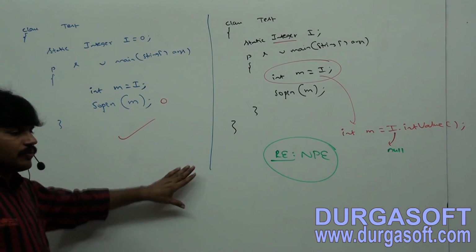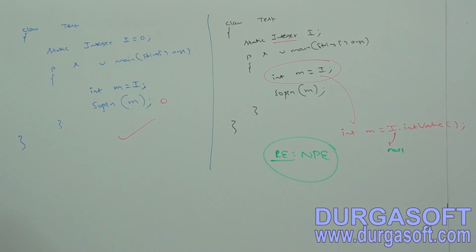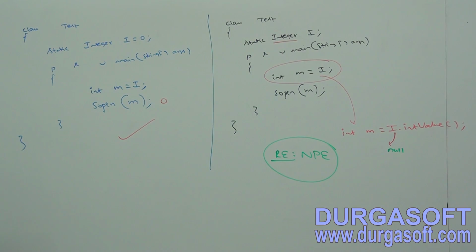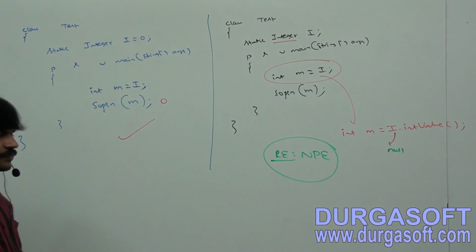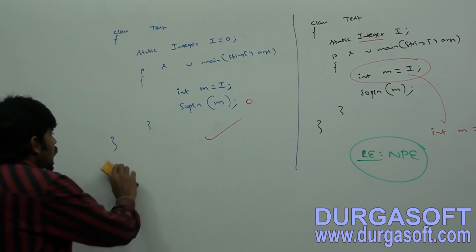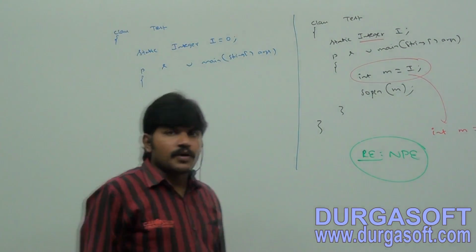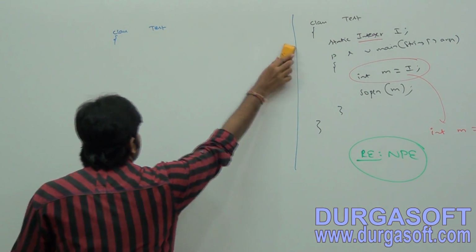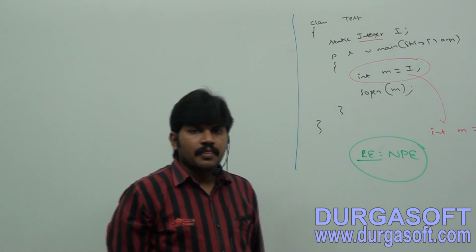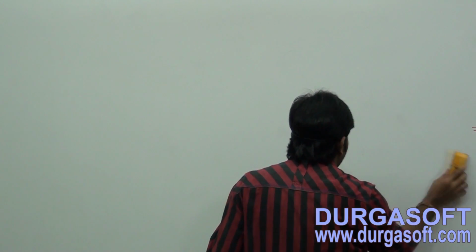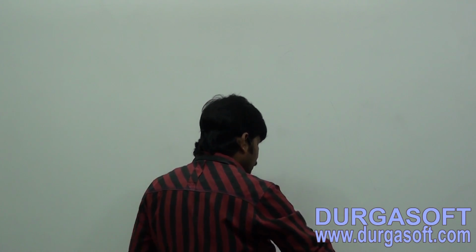Completed, right? Okay, now keep a note: on a null reference, if we are trying to perform auto unboxing, then we will get a runtime exception, saying NullPointerException.